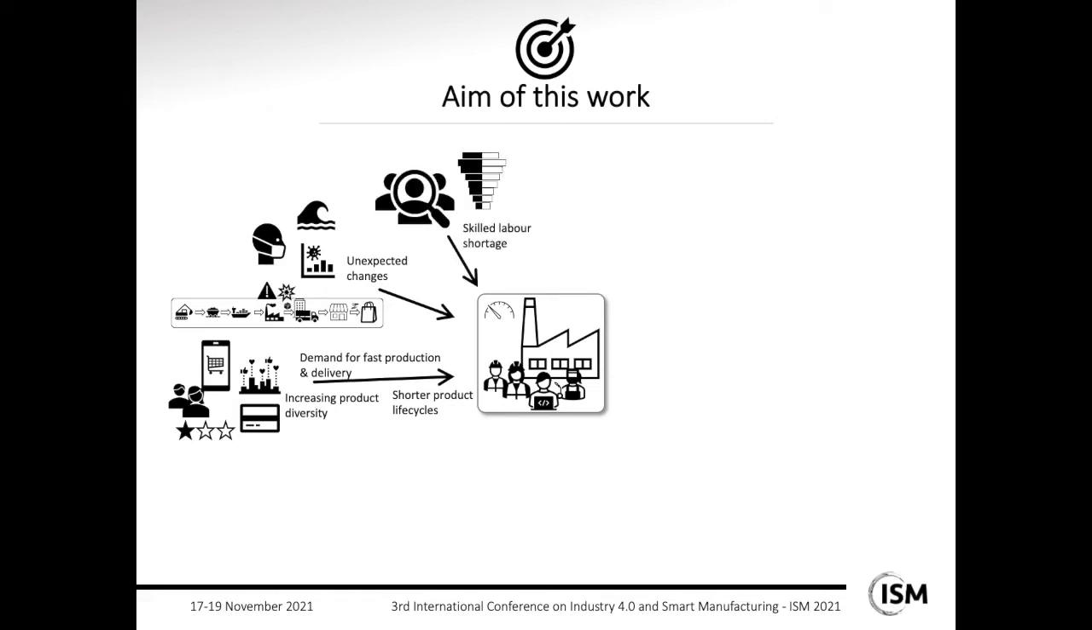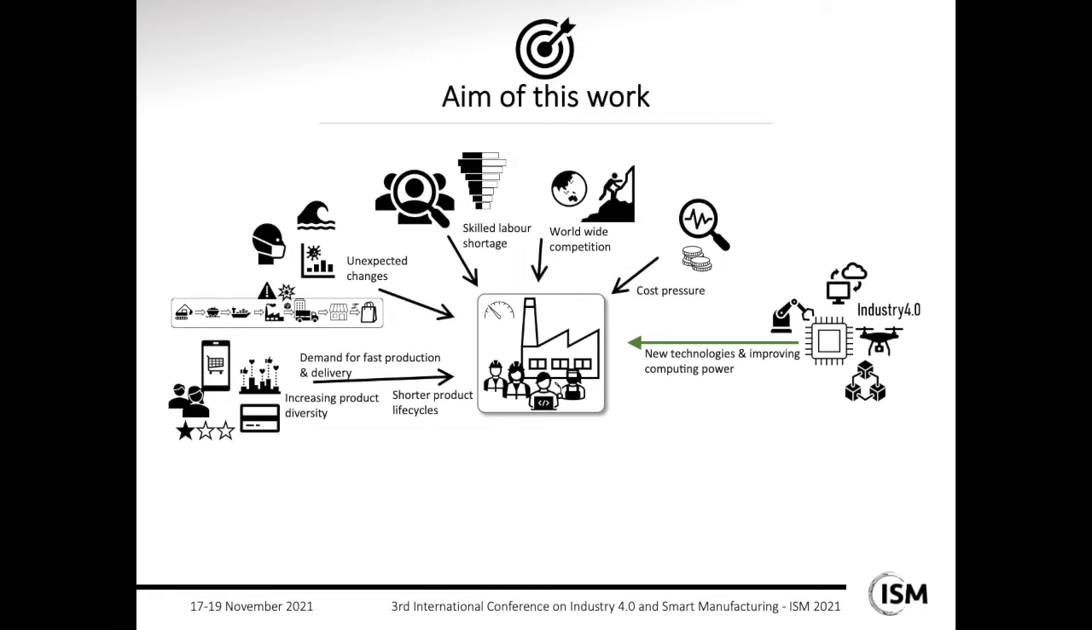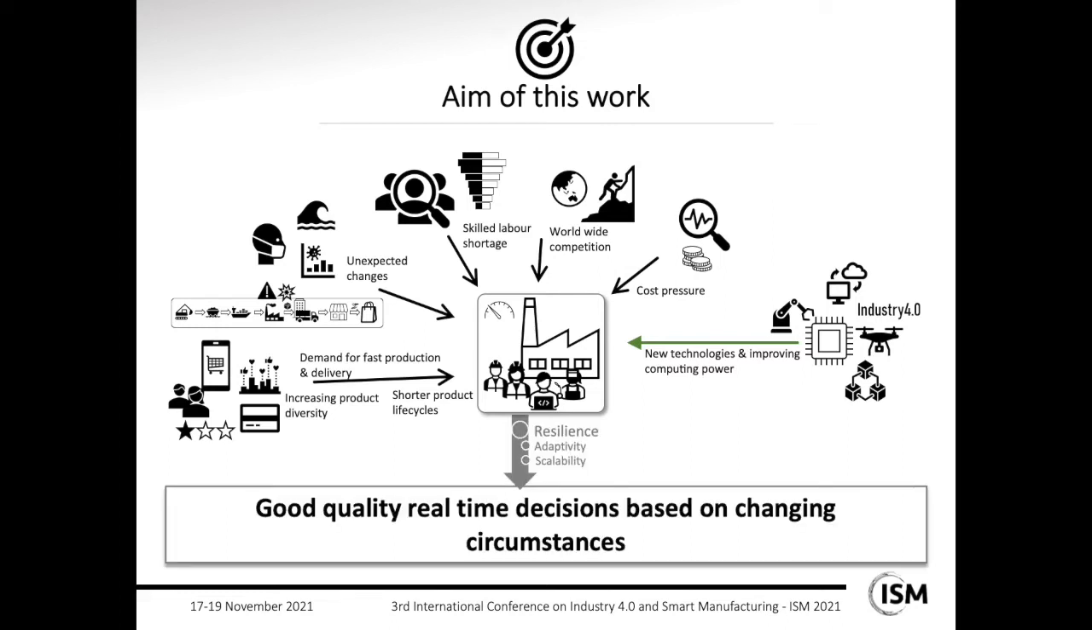Especially in the future, there might be a problem in certain areas with skilled labor shortage. We're living in a globalized world where we have worldwide competition, which is constantly putting cost pressure on the company. On the other side, we have the chances of new technologies and improving computing power that can be used. All in all, they can see that there is a need for good quality real-time decisions based on changing circumstances.